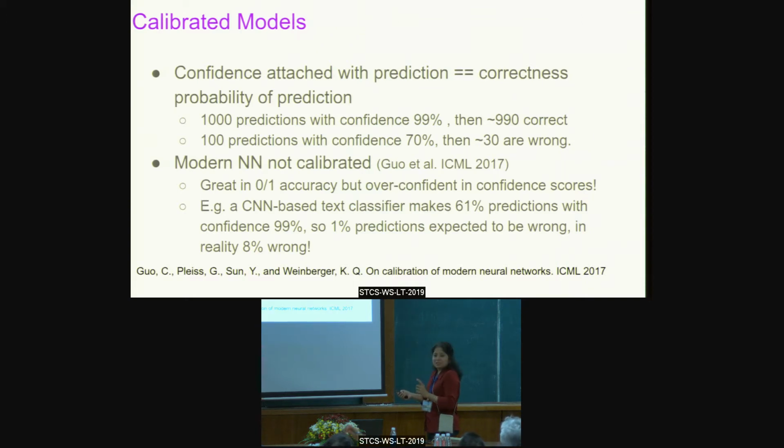In fact, we tried it out ourselves, when we trained a CNN-based text classifier, and that classifier gave us 61% of its predictions with confidence 99%. So therefore, you expect among these predictions, which you got with confidence 99%, no more than 1% error. But when we actually measured the error, it was 8%, among the 60%, right?